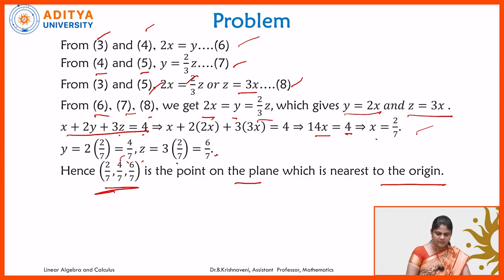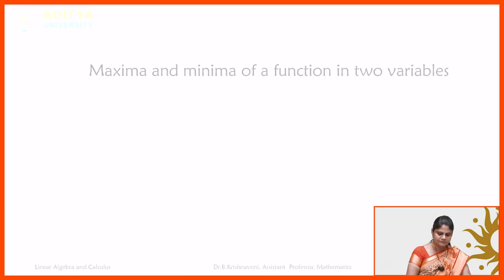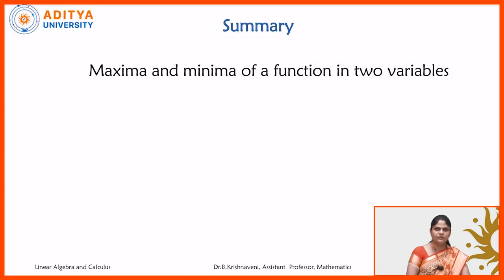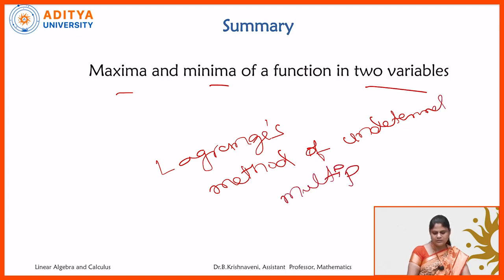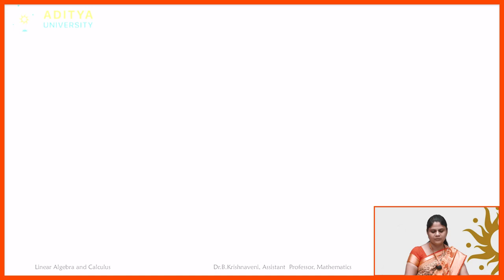So this is Lagrange's method by which we can find the maxima or minima of a function. In this lecture, what we discussed is finding maxima and minima of a function in two variables. Not only by using the general method, we went through the method called Lagrange's method of undetermined multipliers. So from this lecture, you come to know how to find the maxima and minima of a function in two variables. Thank you.